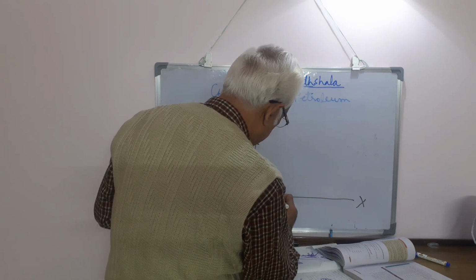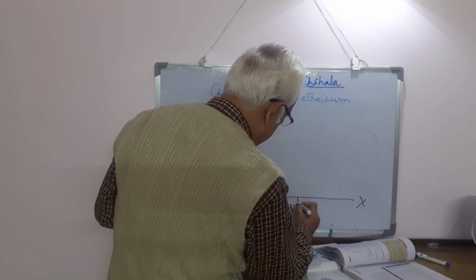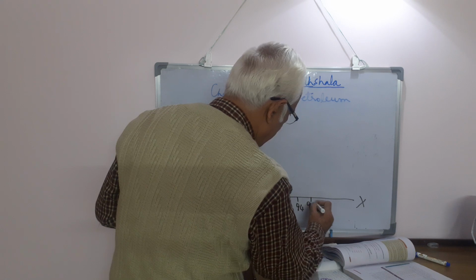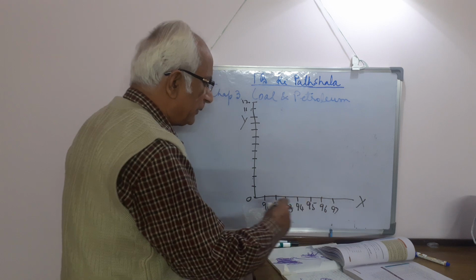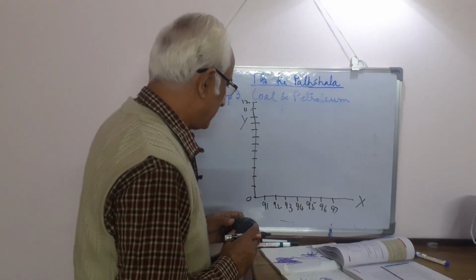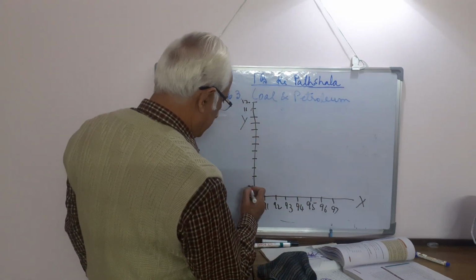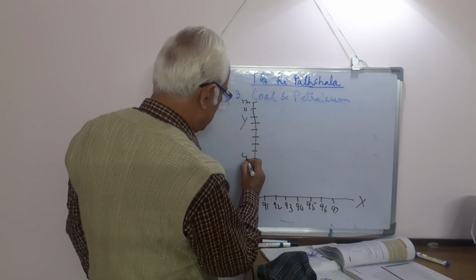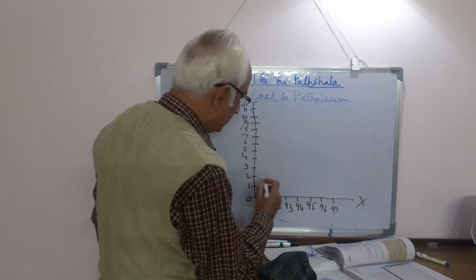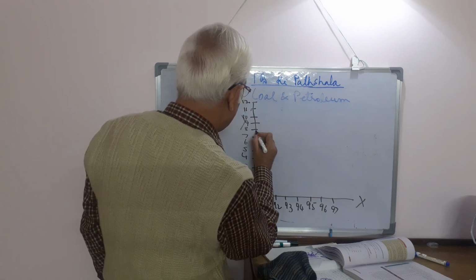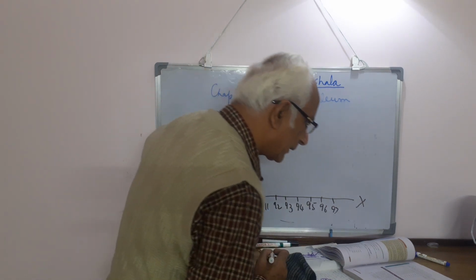91, 92, 93, 94, 95, 96, 97. When you have a graph paper, you can make out these markings very easily. तो 91 में कितना? 7.9. ये 1, 2, 3, 4, 5, 6, 7, 8, 9, 10, 11, 12. 7.9 will be somewhere here. तो ये 91 का आ गया.